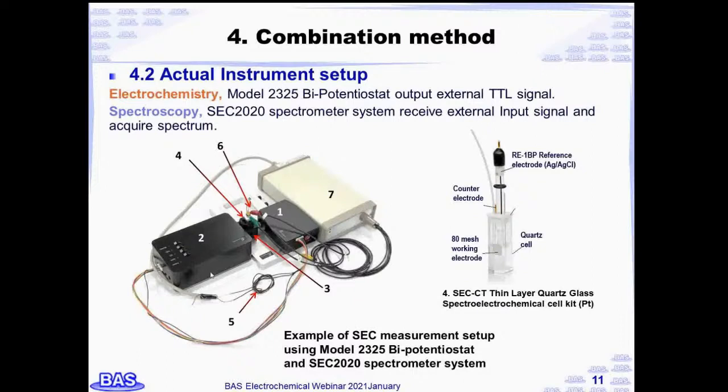This is the SEC 2020 spectrometer system, including the light source, spectrometer, and cell holder. A thin layer quartz glass spectroelectrochemical cell with a transparent electrode is set in the cell holder. It comes with a mesh electrode, counter, and reference electrodes also. This is the model 2325 bipotentiostat.